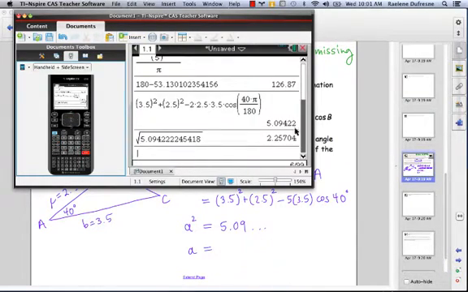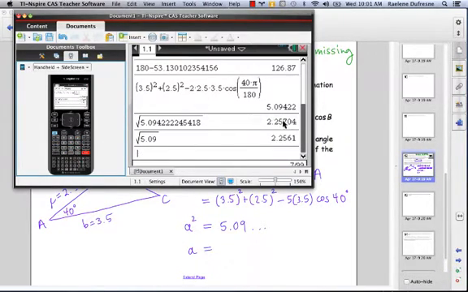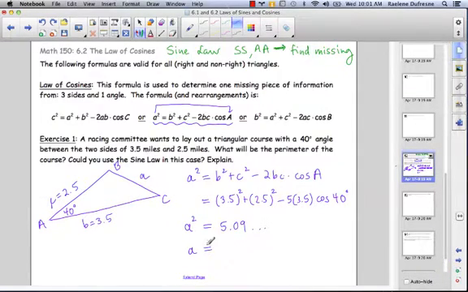Notice that I'm using the number prior, which wasn't yet rounded, as opposed to simply typing in the square root of 5.09. It makes a little bit of difference in the rounding, so please don't round until your final answer. So I'm going to use 2.257, but then I can round that to 2.3. So A is approximately 2.3 units, and therefore the perimeter of the course is approximately 2.5 plus 3.5, which is 6, plus 2.3, which is approximately 8.3 miles.